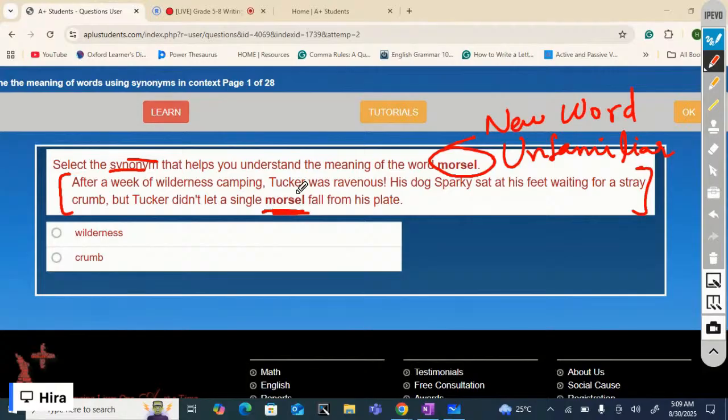Now, the word morsel is a new word which is used in this passage. If you want to know the meaning of this new word, we have to look for a synonym of this word. Crumb. Crumb is the synonym which can help you figure out the meaning of this word. So, crumb or morsel is a small, tiny piece of some food. So, crumb is the synonym which helps you figure out the meaning.